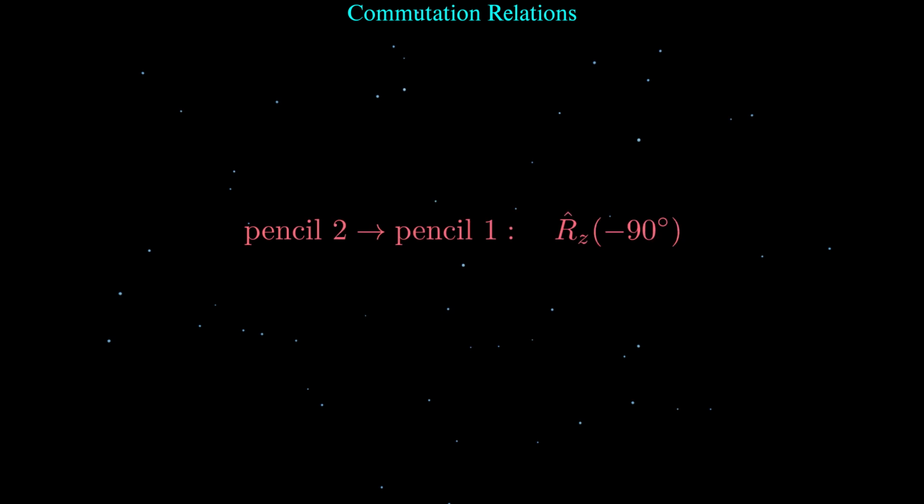With the pencil analogy, it's now the difference between pencil 2 and pencil 1. So to get from 2 to 1, it's a negative 90-degree rotation about the z-axis. This sign flip is another indicator that tells us that the order does matter. Doing x then y is not the same thing as doing y then x.